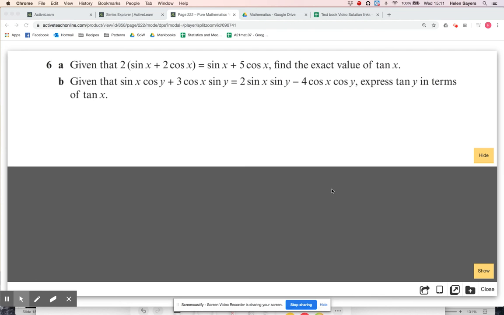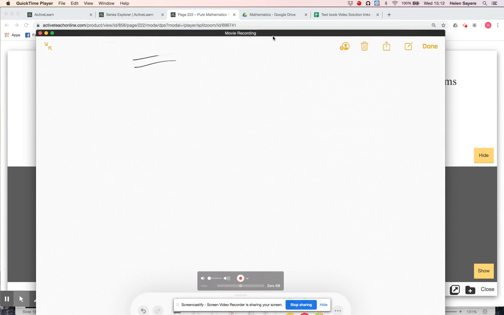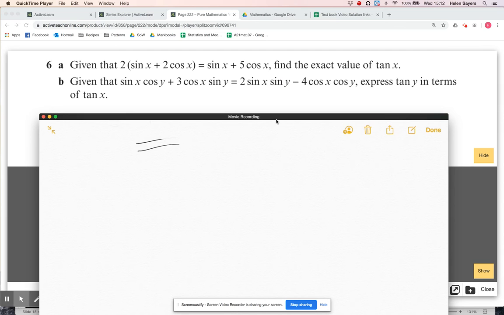Okay, we're looking at mixed exercise 10 from the first year core textbook. So we're on trigonometry. And we're given something in terms of sine x and cosine x, and then asked to find tan x. Okay, so let's have a think about that. This is going to be using your identities, and tan x is sine x over cos x.